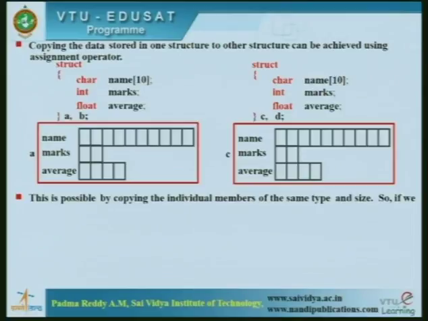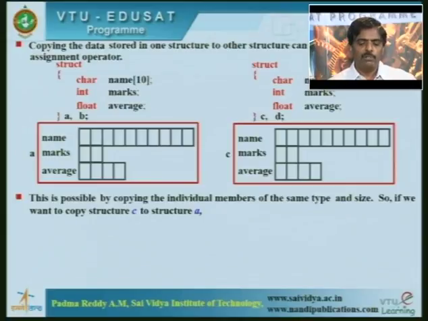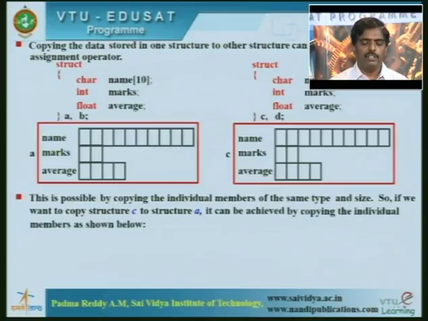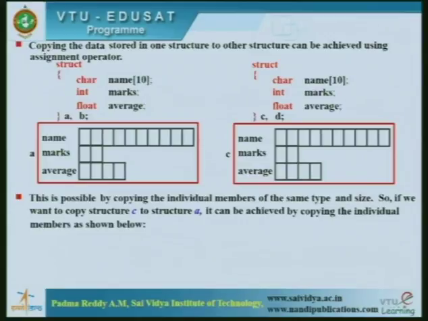For example, if you want to copy structure C to structure A, we cannot write A equal to C. What we can do is copy the individual members as shown below. Suppose the string RAM is copied into the name field, 25 is copied into the marks field, and say 24.5 is copied into the average field. How to access the name field? C.name. I want to copy into which field? A.name. Now the question is, can I write A.name equal to C.name?